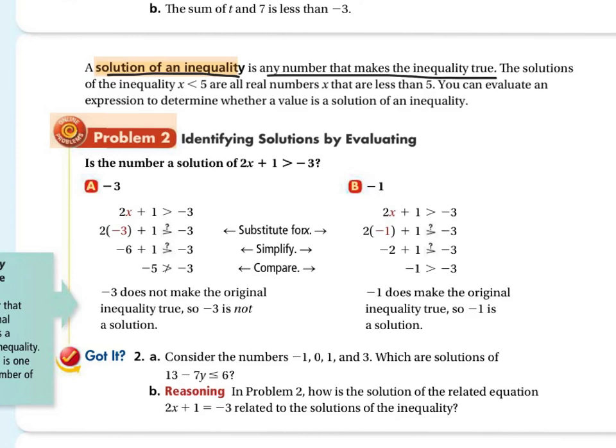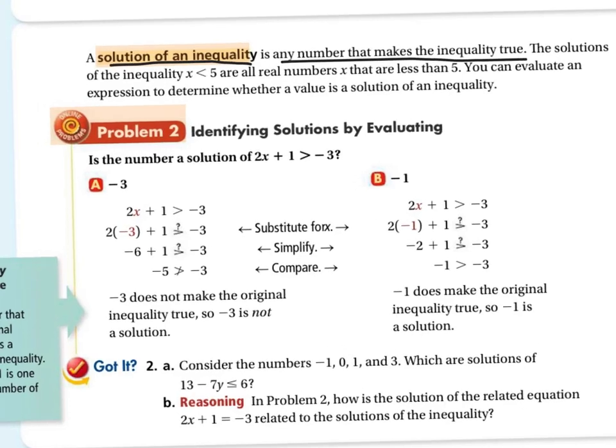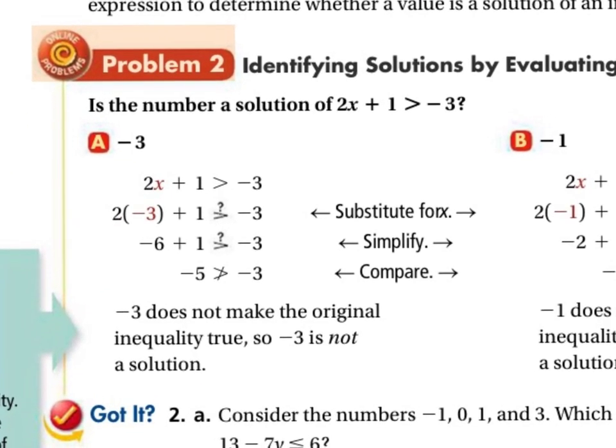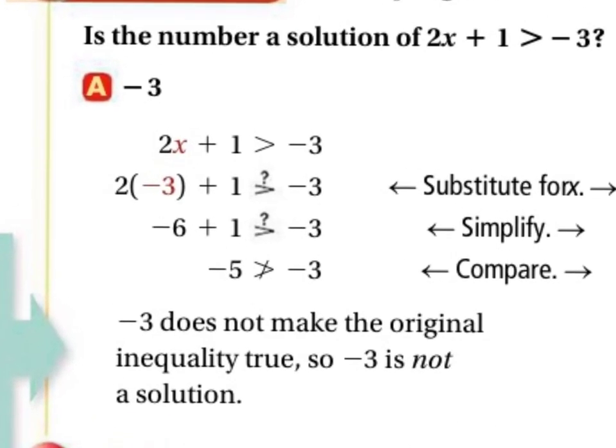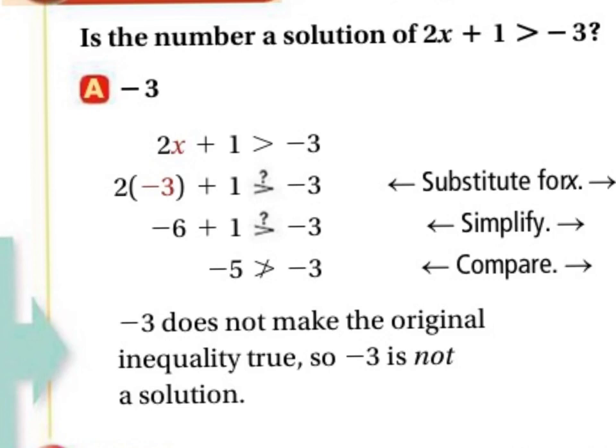So if you look at problem 2, they're just asking us for a specific number, if it works or not. Is this number a solution of this inequality? So is -3 a solution? One option is we can substitute -3 in and see if it works. If we substitute -3 in, we get -6 plus 1, which is -5. Is -5 greater than -3? The answer is no, so it is not a solution.